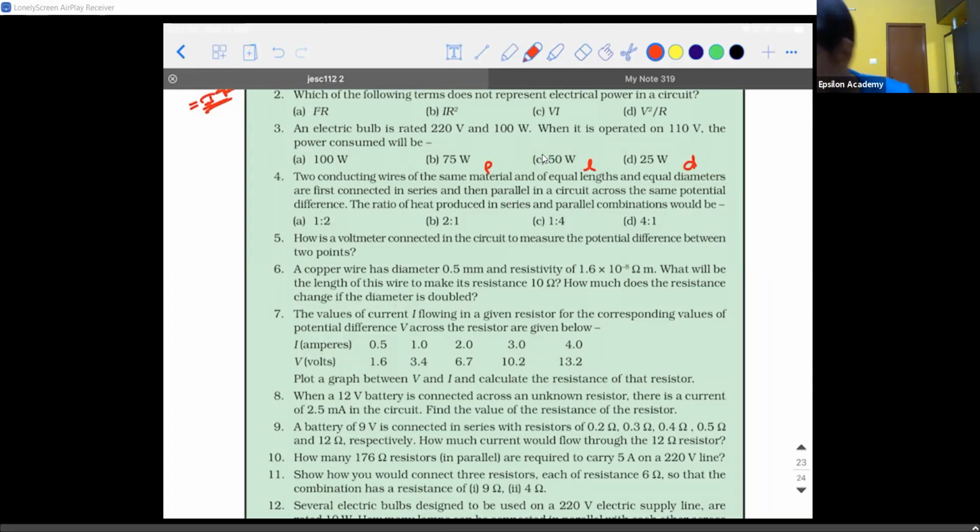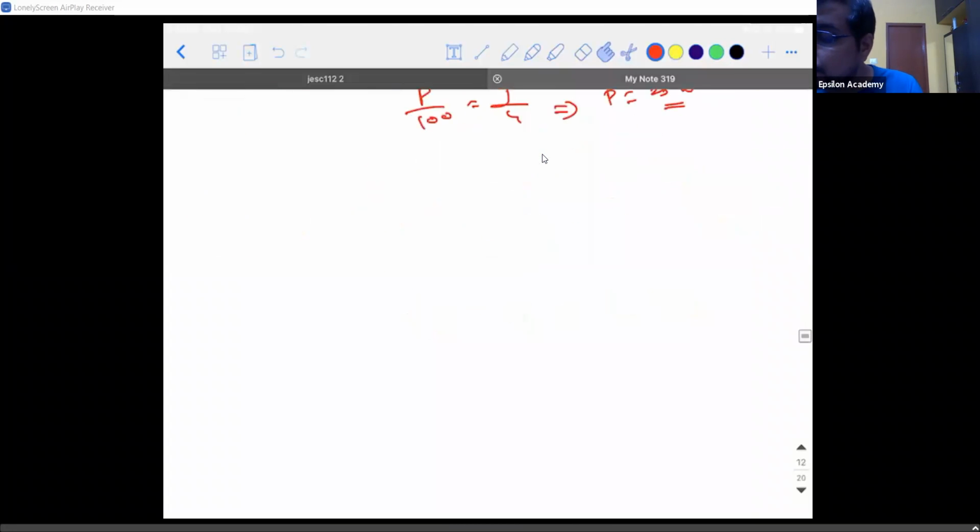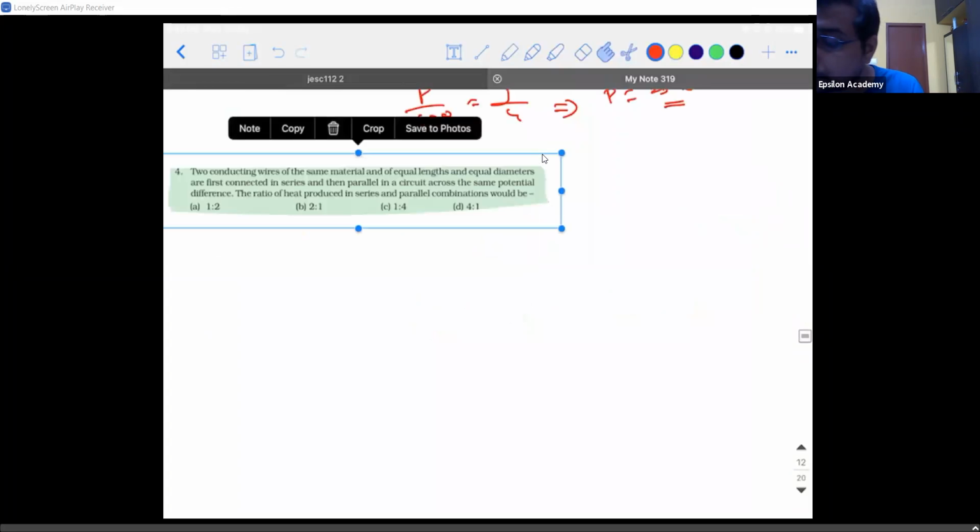It's a good question. So by them giving it as same material, same length and same area, indirectly what are they trying to tell us? That the resistance for both the devices is same. Guys, please make a note of that point. Wherever they say same material, same length, and same area, they're indirectly trying to tell us that the resistance is same for both the materials.